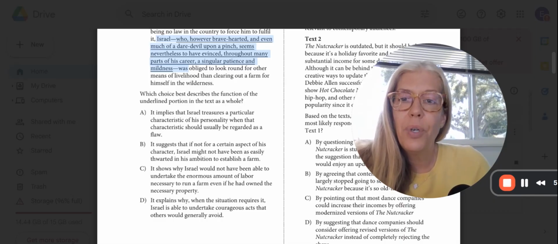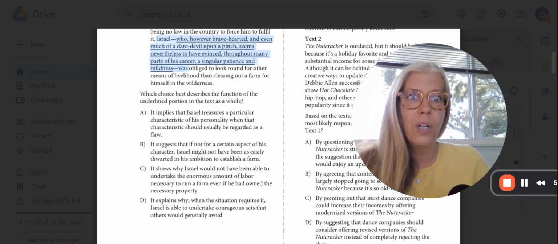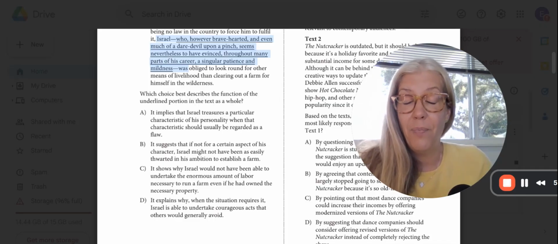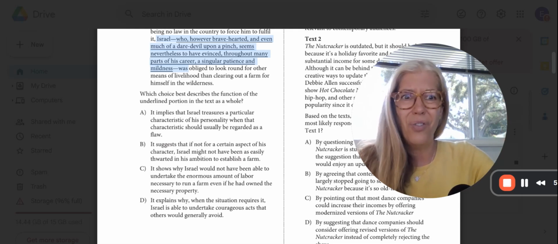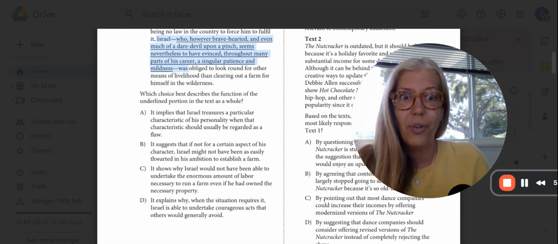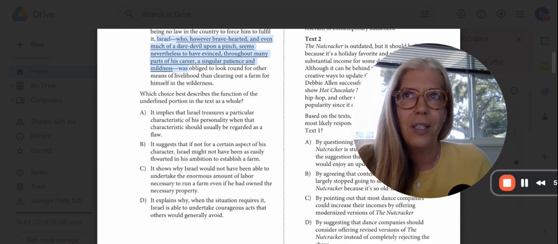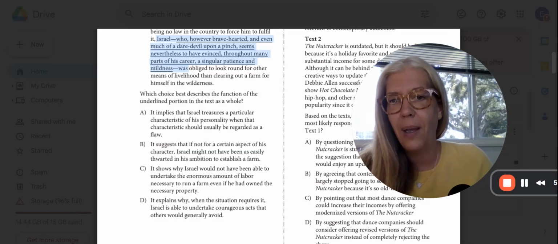Okay, A. It implies that Israel treasures a particular characteristic of his personality when that characteristic should usually be regarded as a flaw. You see the importance of reading the whole thing? Because I loved the first half of that one. It implies that Israel treasures a particular characteristic of his personality, because that's what the underlined portion was all about, the characteristics of his personality. But when that characteristic would usually be regarded as a flaw, they lost me on that part of it. So I'm going to get rid of A.